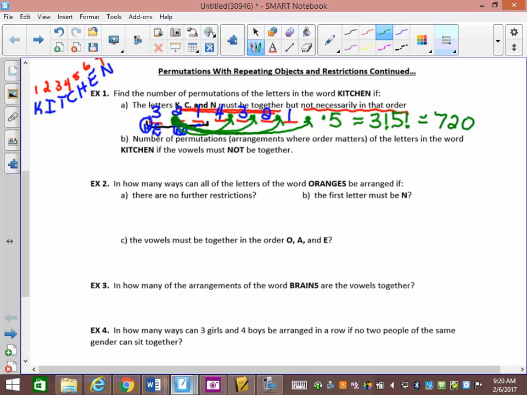Number of permutations, arrangements where order matters, of the letters in the word kitchen if the vowels must not be together. Okay, key word here is not together. Okay, we're going to pay close attention. Now, if I say to you, how many students are in this school but not in this class? What's the quickest way to find that out? Go to each classroom and count them. Well, there's not all of them here today, but, or would I say ask for everyone's lists, class lists at this very moment in time and add up all the people who are not in this class?